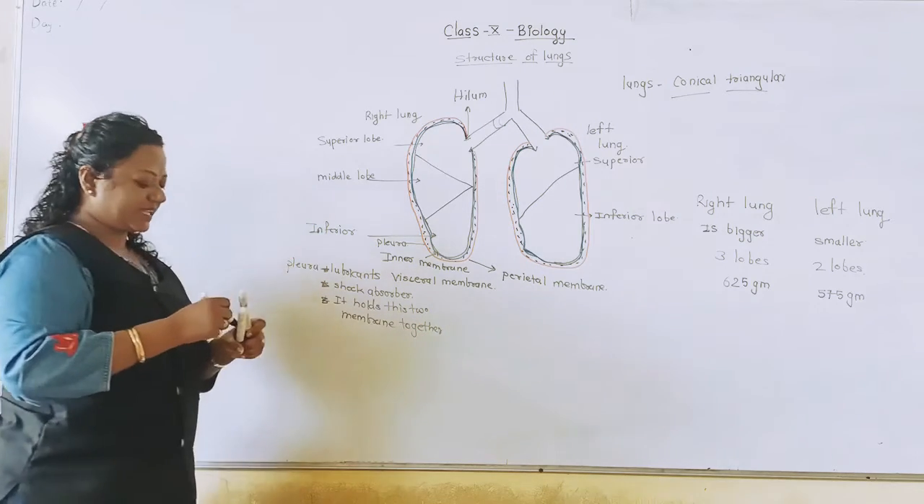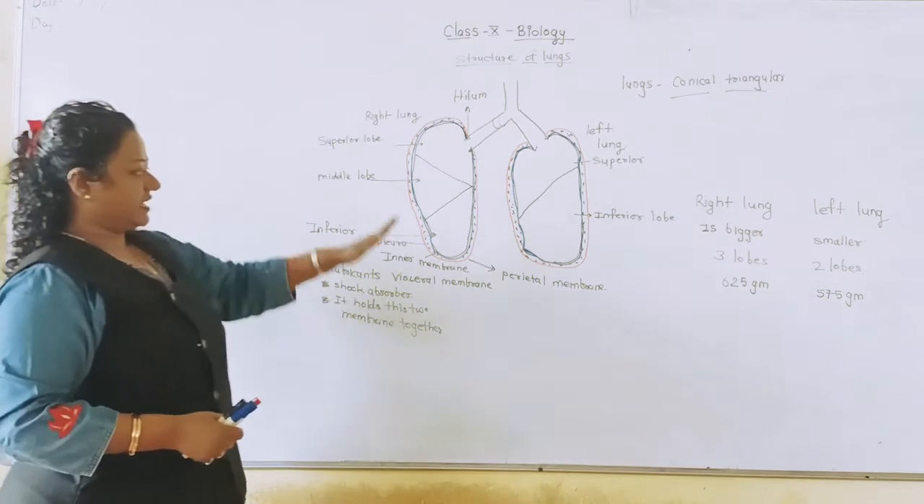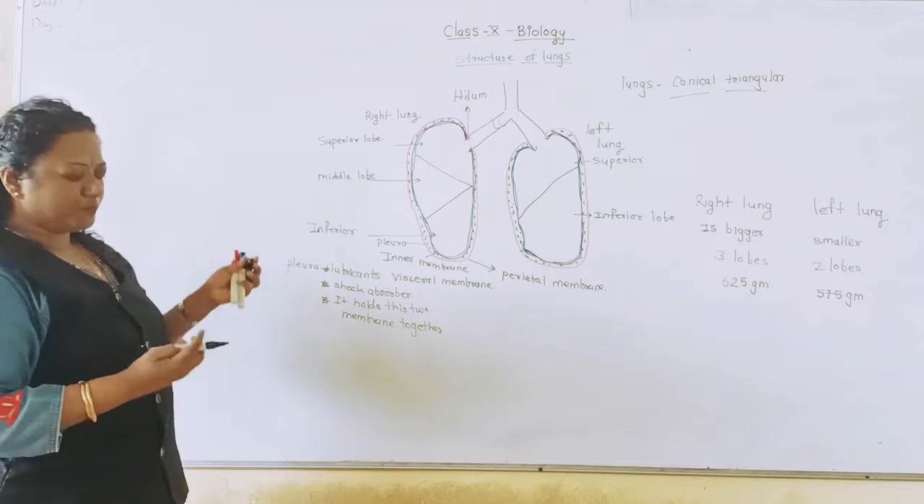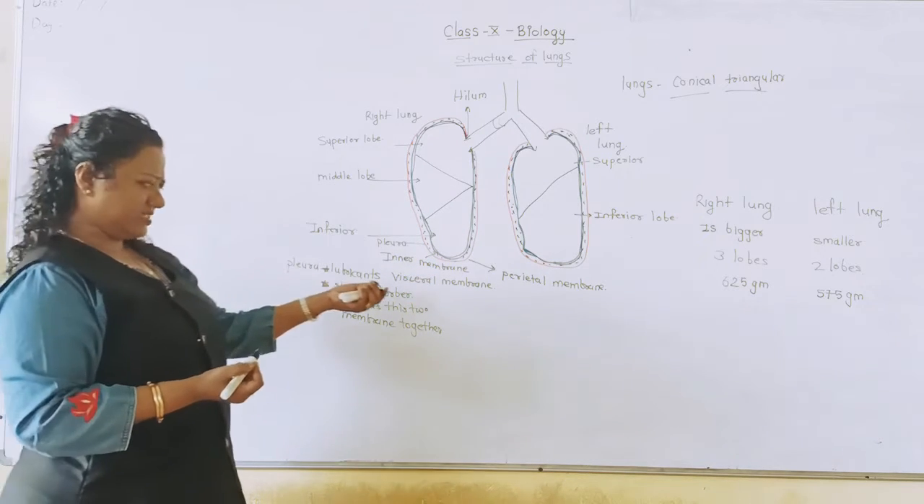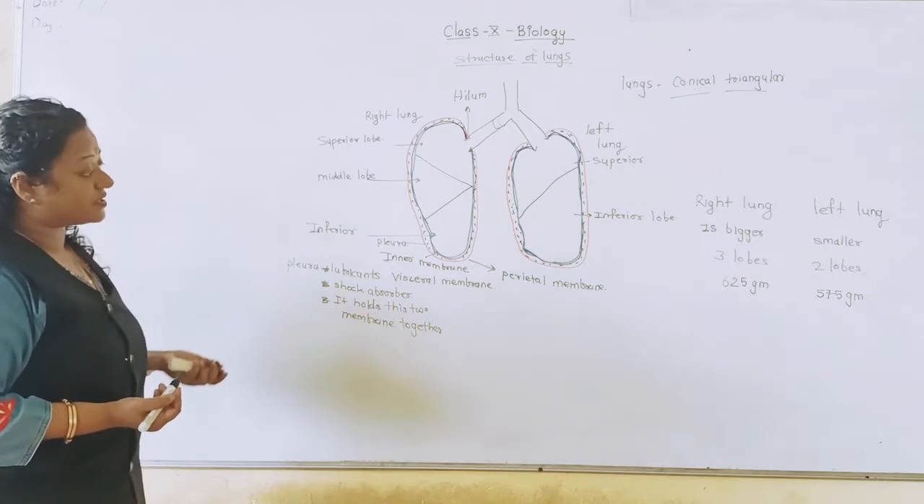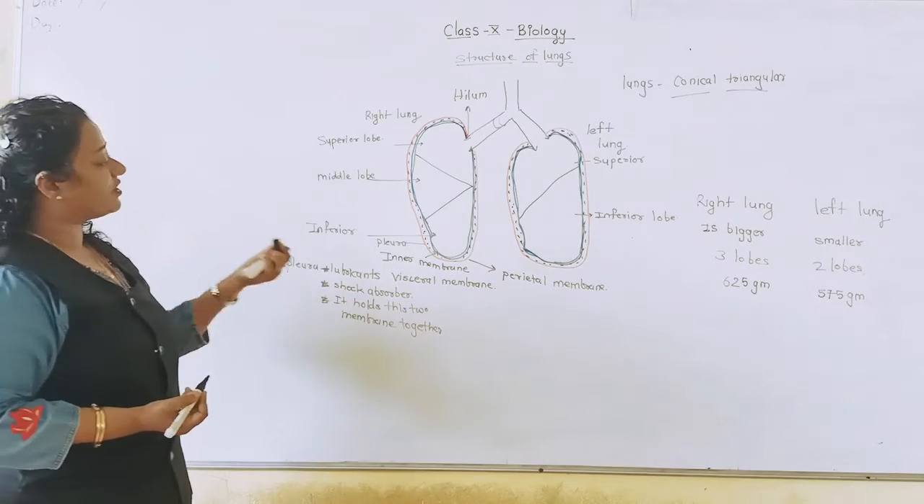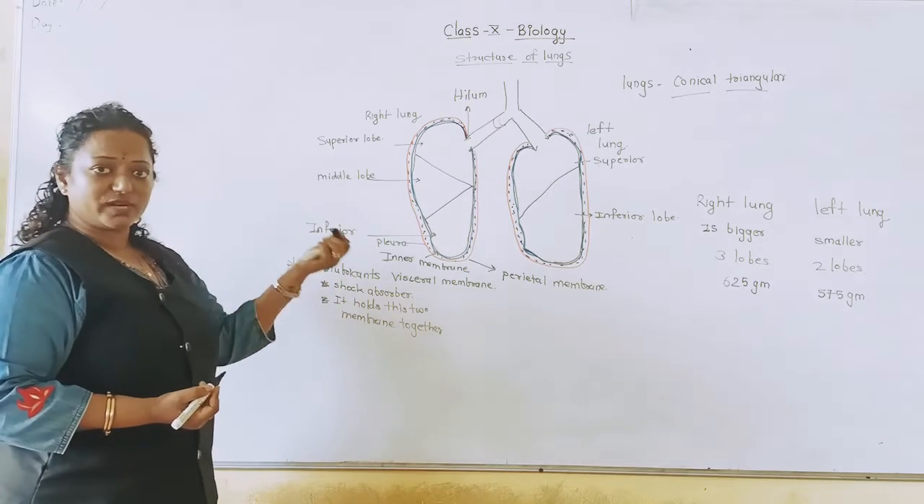I hope it is clear for you now. These are the lungs, and outside there will be the pleural membrane. The inner membrane is visceral, and the outer membrane is parietal, and inside it the fluid is there. That fluid is called pleura or pleural fluid.